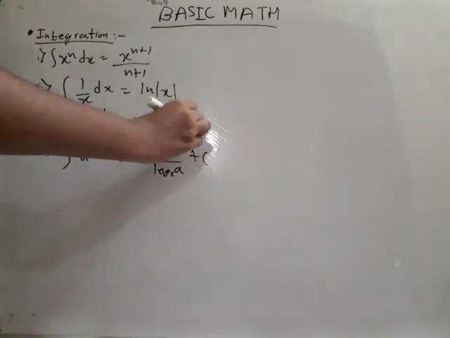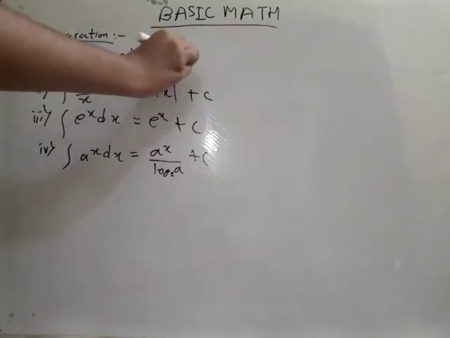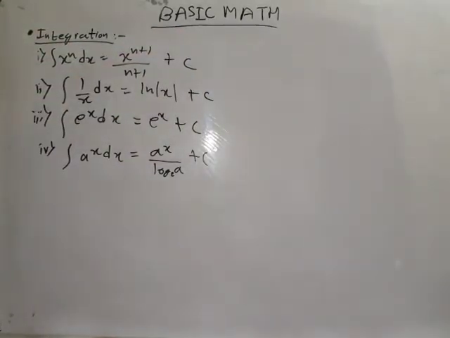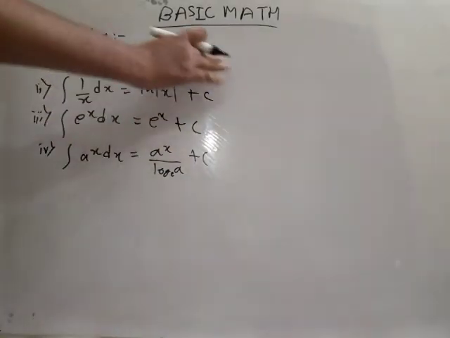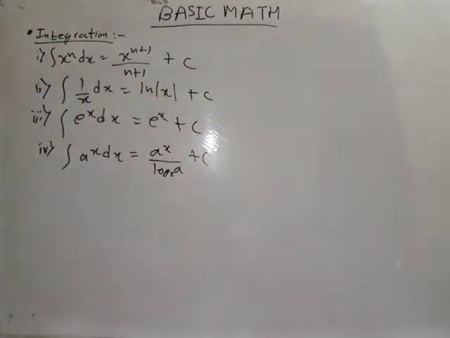Yes, and at each place there is a constant. Since we know differentiation of a constant is 0, we always have to write the plus c. If it is not required, then we will not write it.